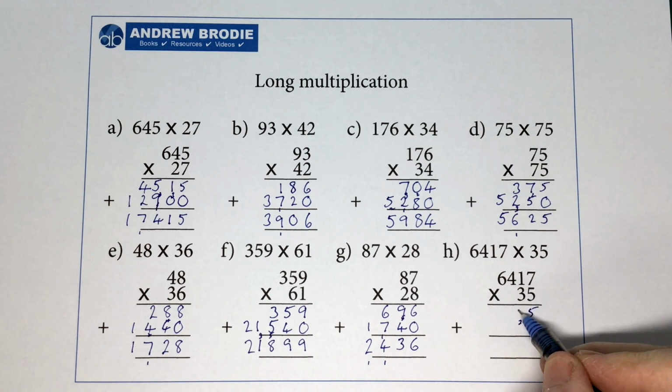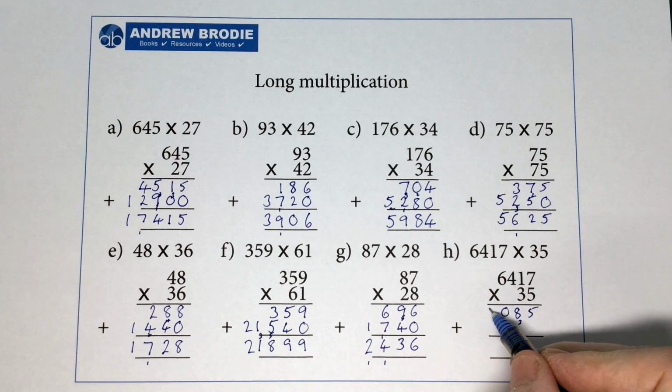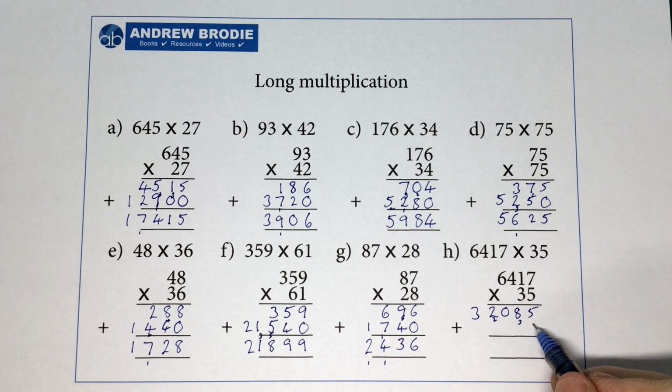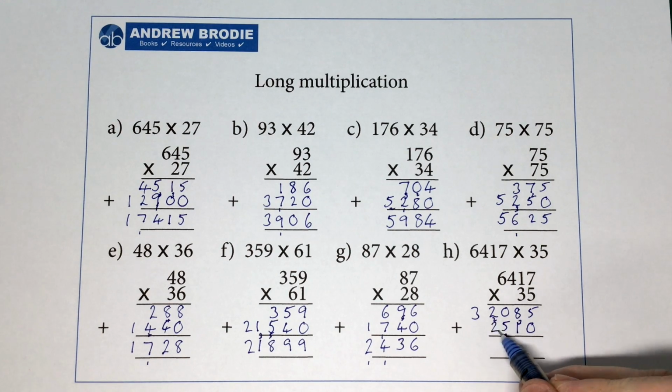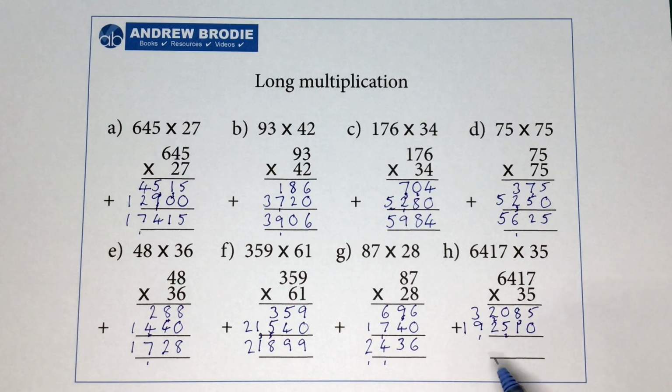7 times 5 is 35. 1 5 is 5. Add 3 makes 8. 4 fives are 20. 6 fives are 30. Add 2 makes 32. Put a 0. 7 threes are 21. 1 3 is 3. Add 2 makes 5. 4 threes are 12. 6 threes are 18. Add 1 makes 19. Just enough space there. 5 add 0 is 5. That's 9. That's 5. 4. 3 add 9 is 12.